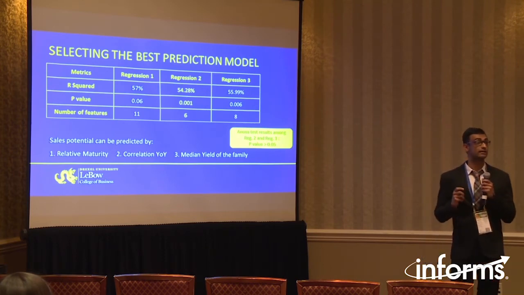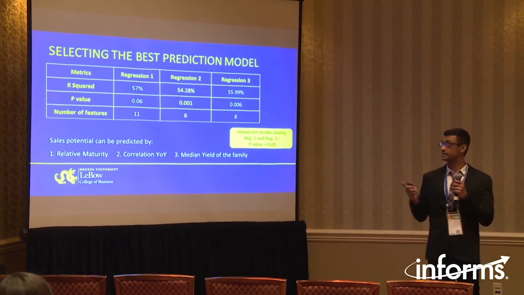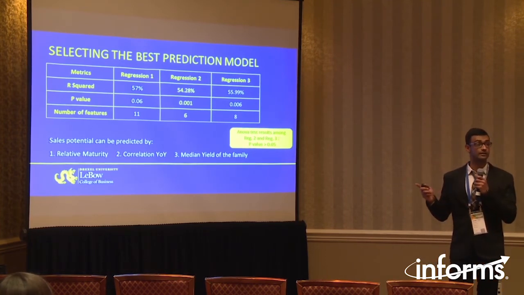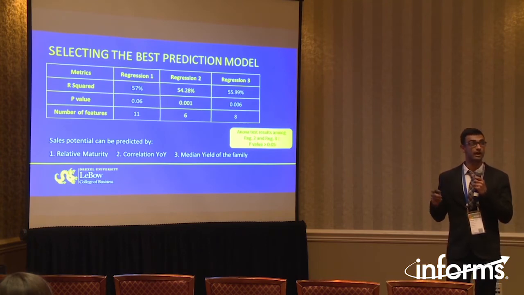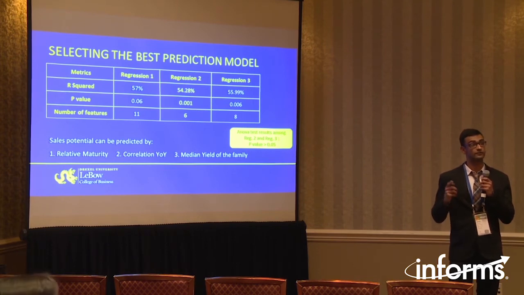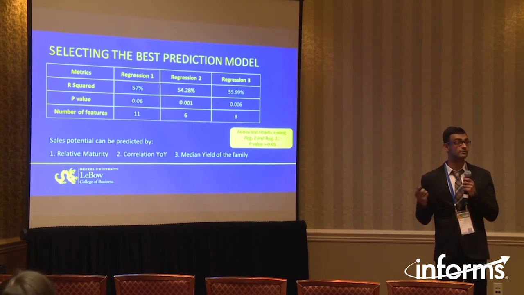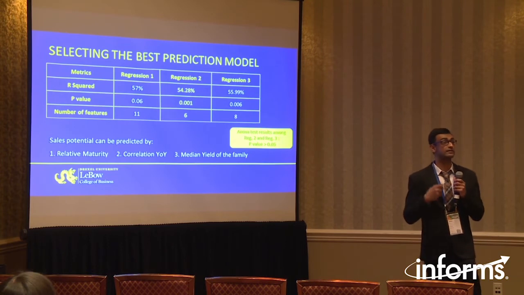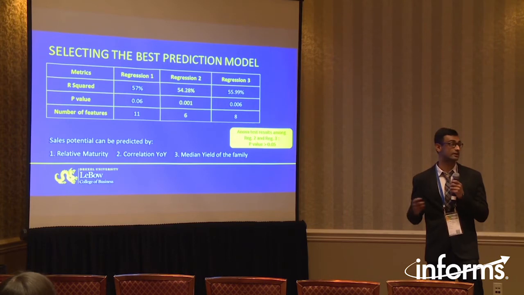Regression 1 included all 11 features, regression 2 included 6 features, and regression 3 included 8 features. Regression 1 was found to be insignificant based on the p-value, while regression 2 and 3 were significant. When we look at the R-squared, they're pretty similar to each other, and as we remove 2 variables from regression 3, which are the standard deviation of the family and the residual errors, we find that the R-squared only decreases by less than 2%. Thus, we conduct an ANOVA test between them, and we find that there is an insignificant difference between them, and this validates our selection of regression 2.